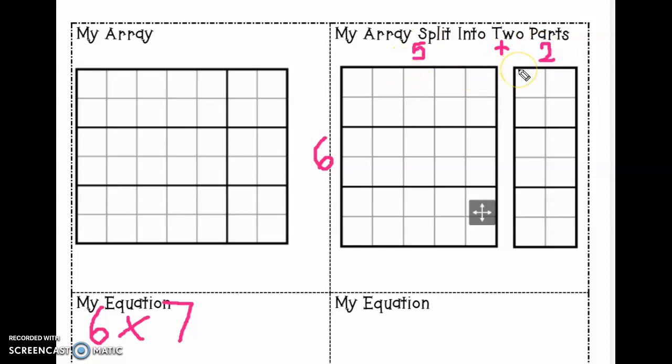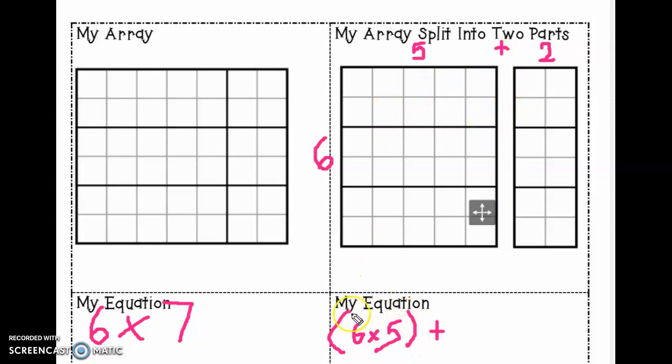Now looking at this, I know that my array did not change the amount because 5 plus 2 is still the same as 7. So in essence, this is still 6 times 7. I just split 7 up into 5 plus 2. Now I want to write this out as an equation. It's no longer 6 times 7, it is 6 times 5. Let me put some parentheses around these because I'm going to put an addition sign here to show that we are adding 2 different arrays together.